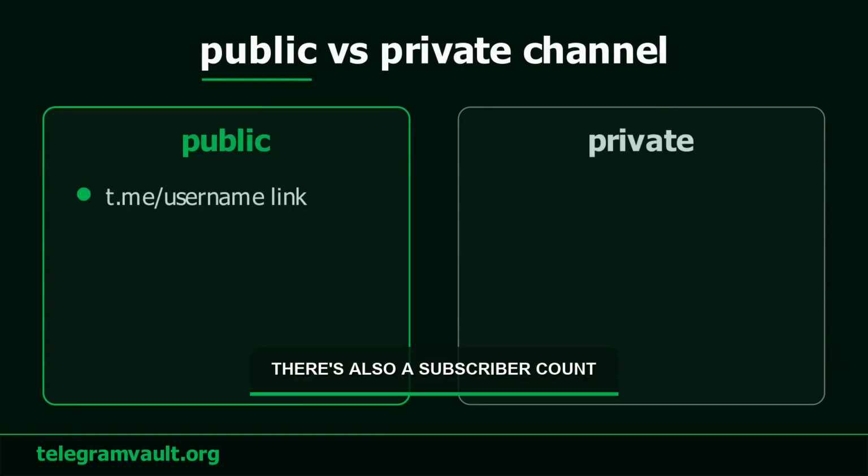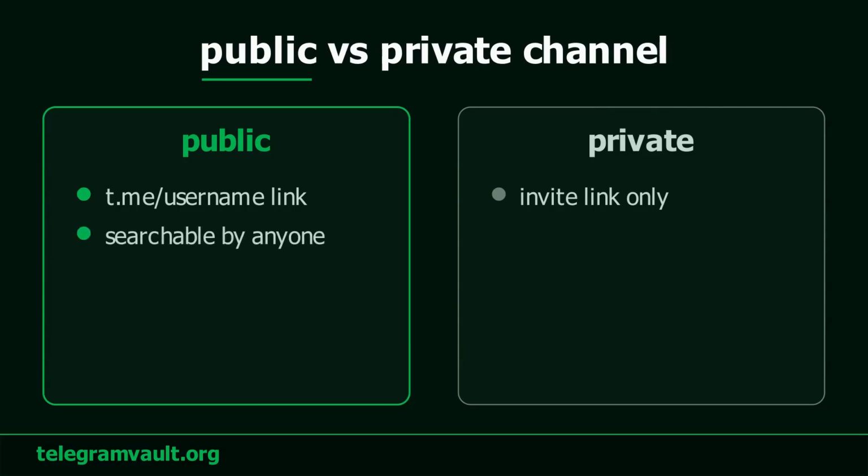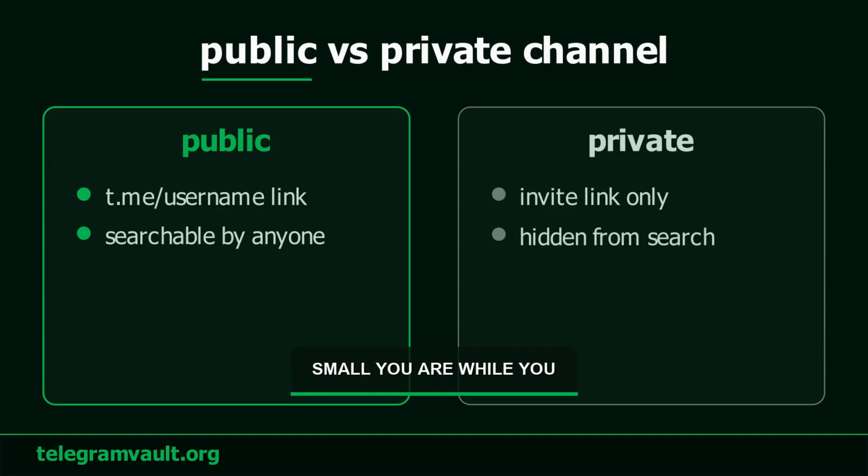There's also a subscriber count consideration. A public channel exposes its subscriber number to anyone, while a private one keeps it between you and your admins, which matters if you'd rather not advertise how big or small you are while you grow.